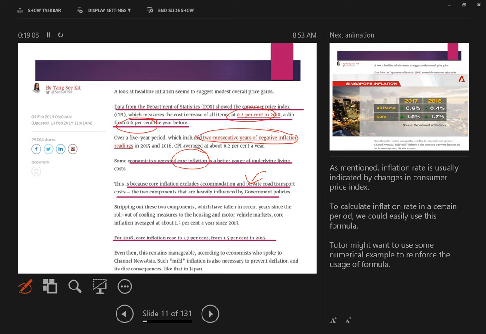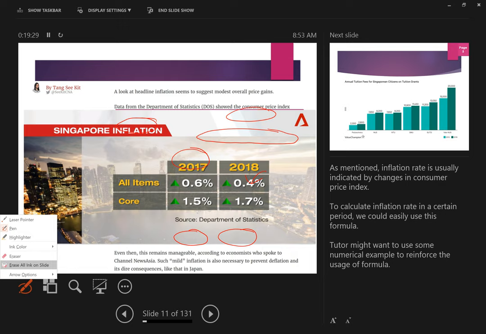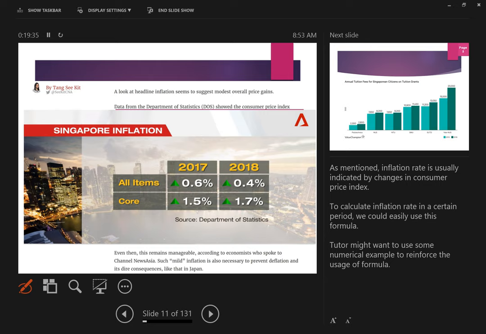So if you strip these two areas out, you can see the core inflation rate in 2018 was 1.7%. And in 2017, it was 1.5%. So this is just to give you a bit of a greater understanding about the inflation rate in Singapore. Because I know many of you are very curious to know, what about Singapore? So this information I hope is useful for you.